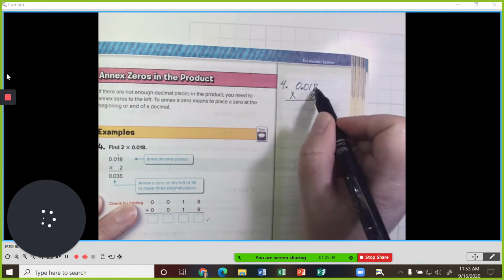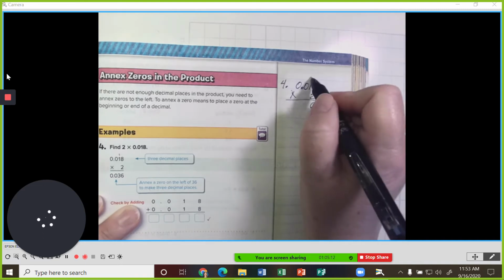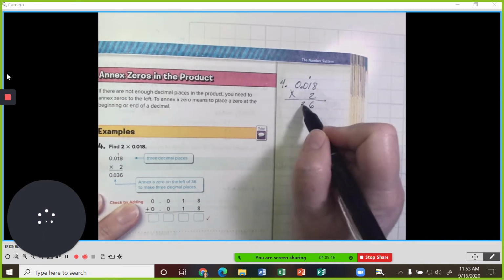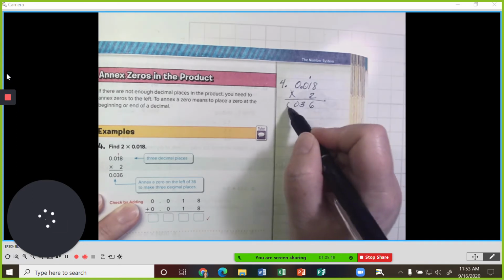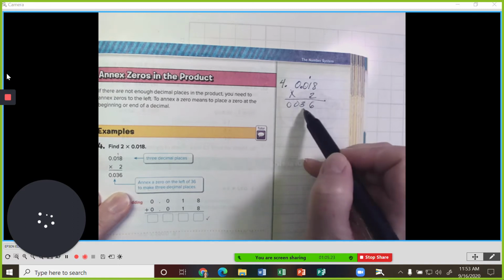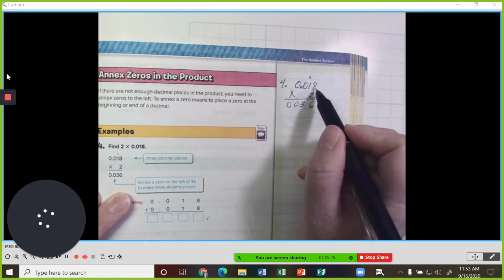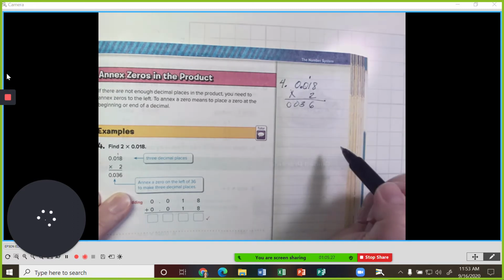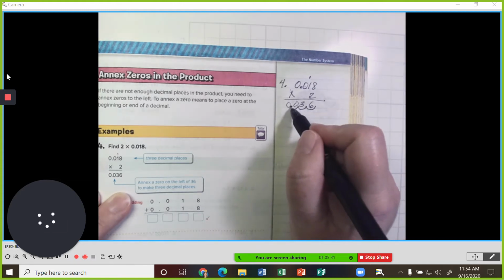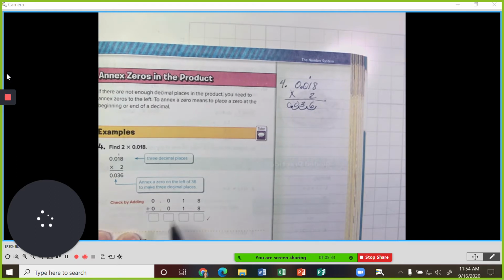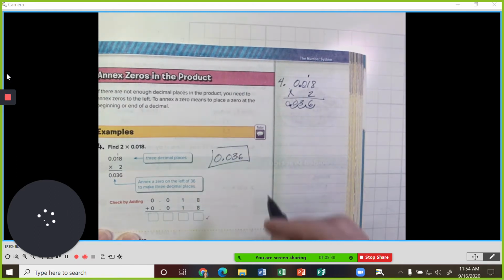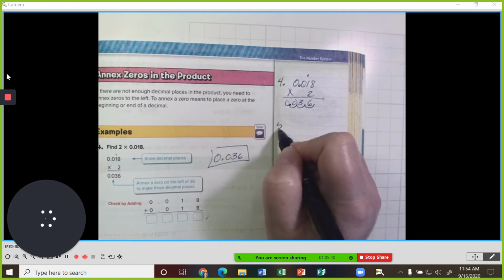2 times 8 is 16. Write the 6, carry the 1. 2 times 1 is 2, plus 1 is 3. 2 times 0 is 0. 2 times 0 is 0. So we're copying those zeros down, or you can add them in at the end. Our problem had 3 decimals, so our answer needs to have 3 decimals. So our answer is 0.036.